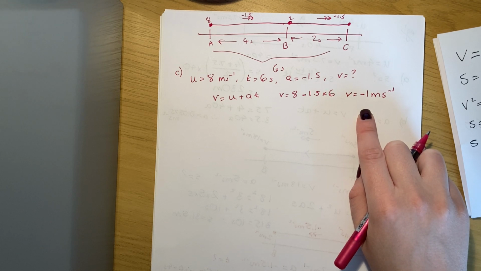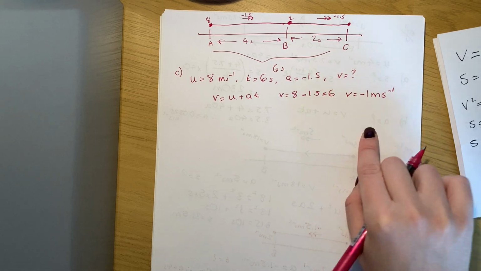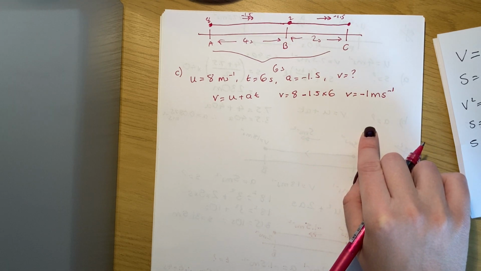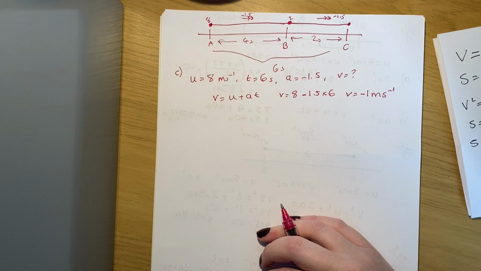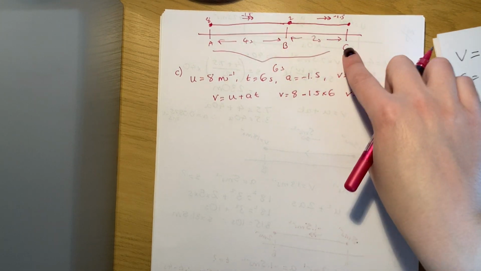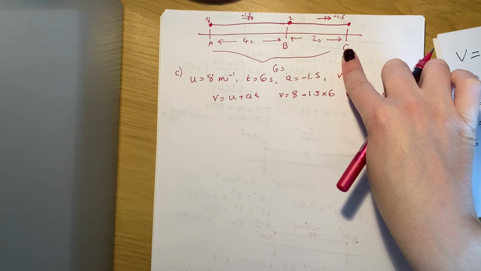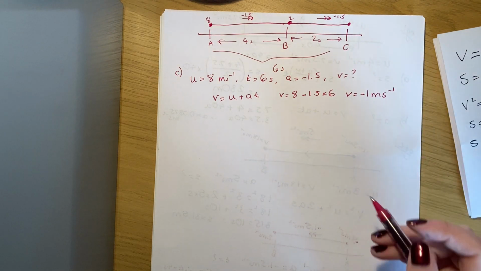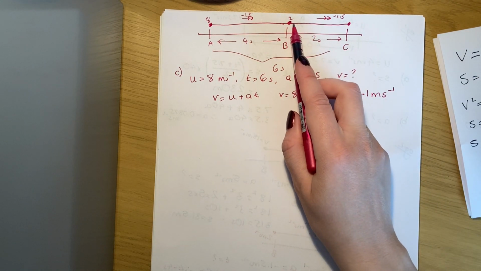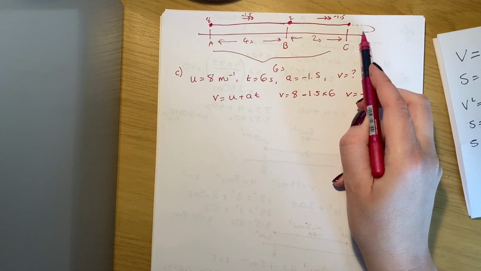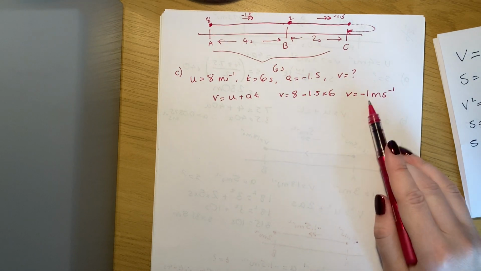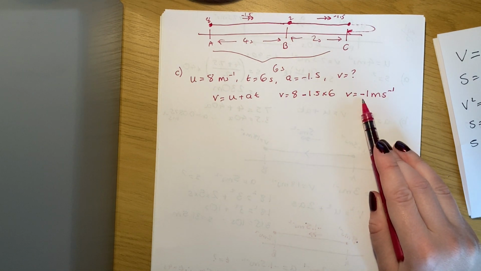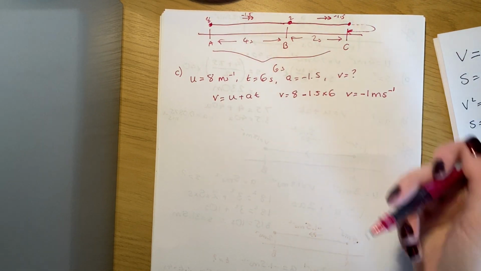So what that might mean is that it's gone past C and come back, because all it says is that the particle is at point C 6 seconds after reaching point A. That doesn't mean it hit point C 6 seconds the first time. It probably means the particle has gone past C and come back in 6 seconds, for it to be travelling at negative 1 metres per second, because it means it's travelling back this way.